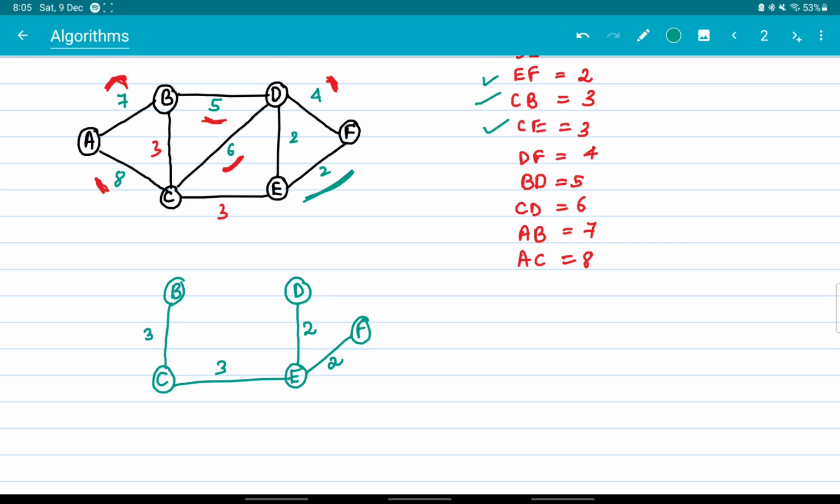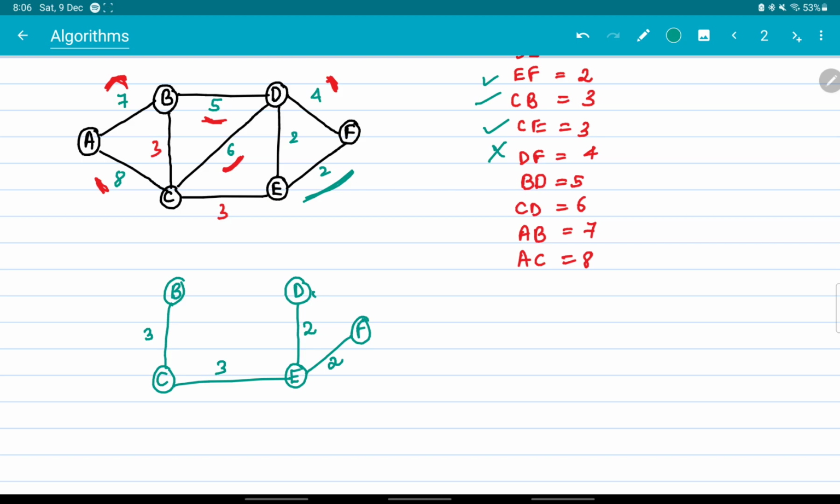Now here comes the main question. If I connect this D to F, I get a cycle, that is D, E and F. Cycle, if you're not able to understand, think of it like a closed loop. If I'm connecting D to F, I'm getting a closed loop over here, right? That is D, E and F forms a closed loop. That is, it is forming a cycle. So when there is a formation of a cycle because of a certain edge, you're not supposed to consider that edge. So you will eliminate that edge and not consider it in your minimum spanning tree. So we are not going to consider DF in our minimum spanning tree formation.